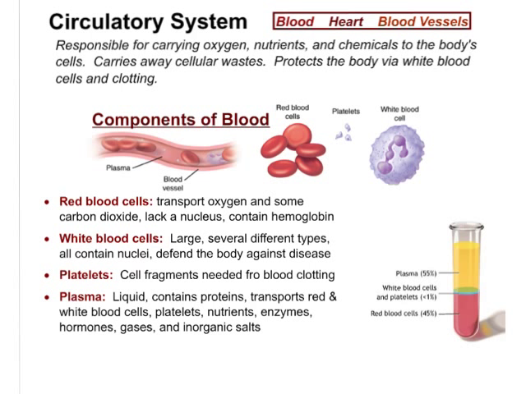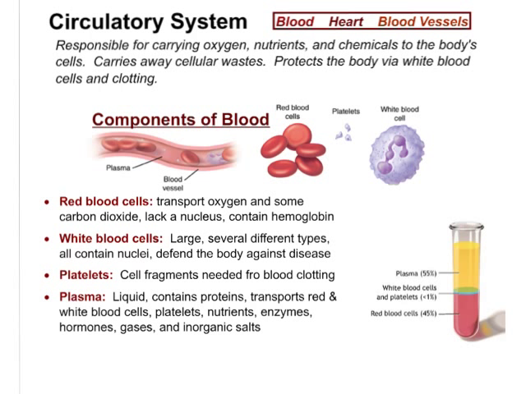Blood is composed of red blood cells, white blood cells, platelets, and plasma. Red blood cells transport oxygen and some carbon dioxide. They lack a nucleus and they contain hemoglobin, which is necessary to transport the oxygen.